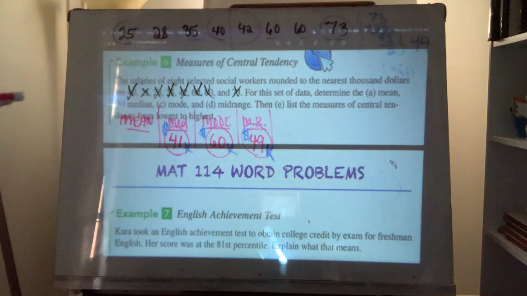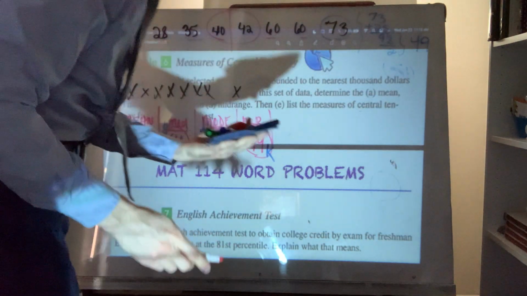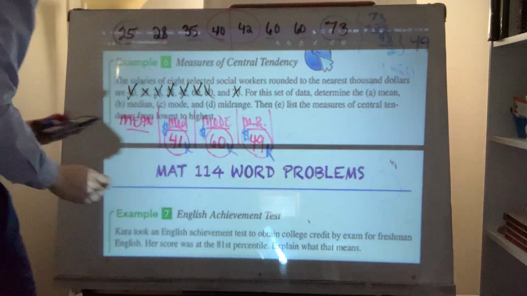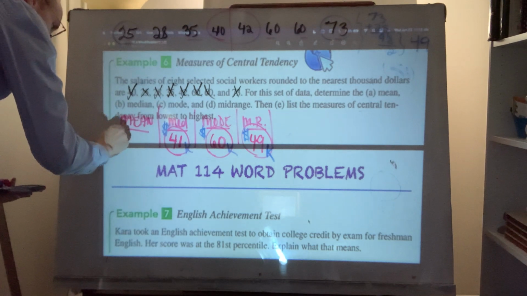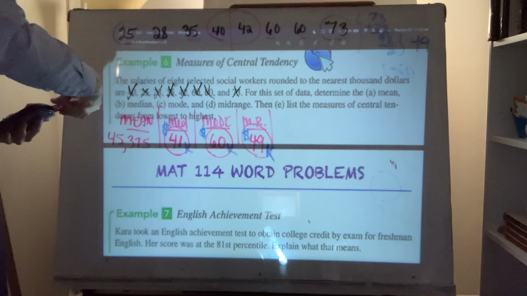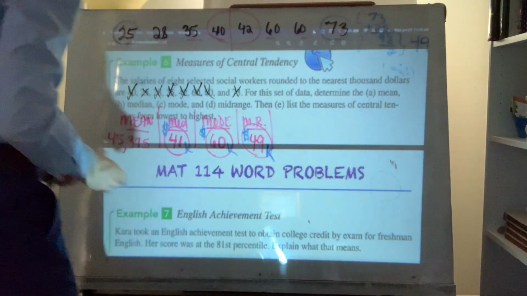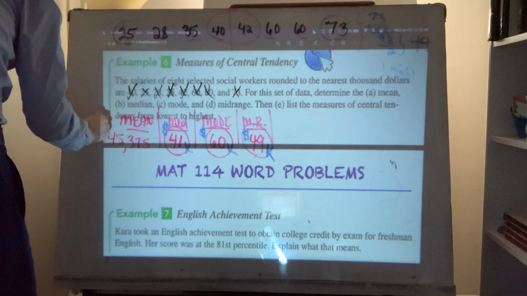Here we go. This value is 45,000. Sorry, I'm reading it backwards. 45,000, 375. Actually written out. Dollars.